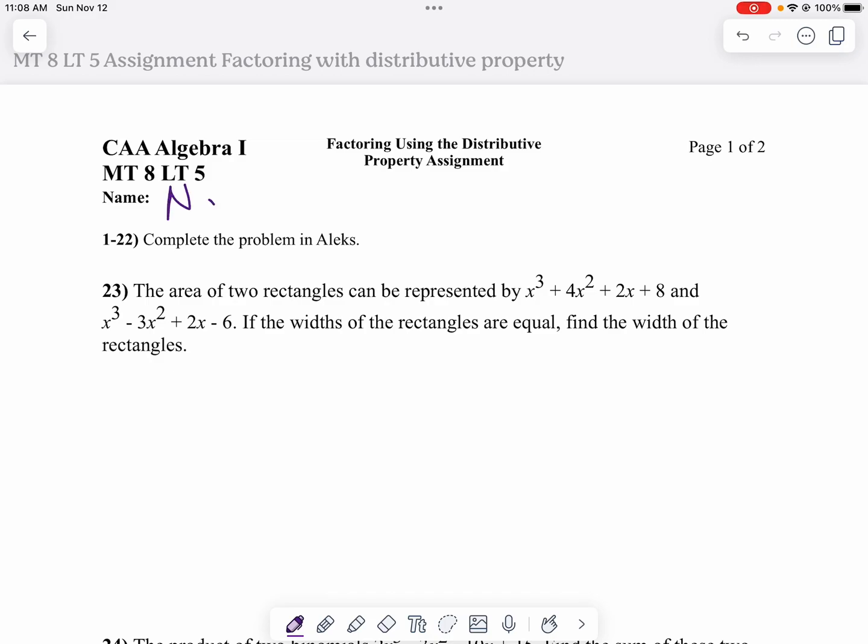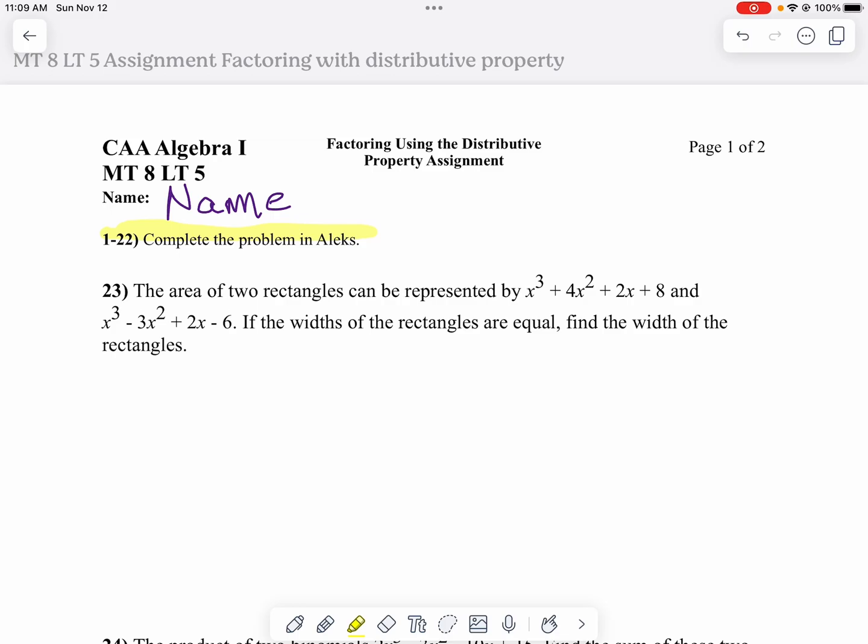Before we forget, don't forget to put your name on your assignment. If you don't put your name, you will not get credit. Do the first 22 questions in ALEKS. I don't care if you do the ALEKS assignment first or the paper assignment first, but let's get them done.